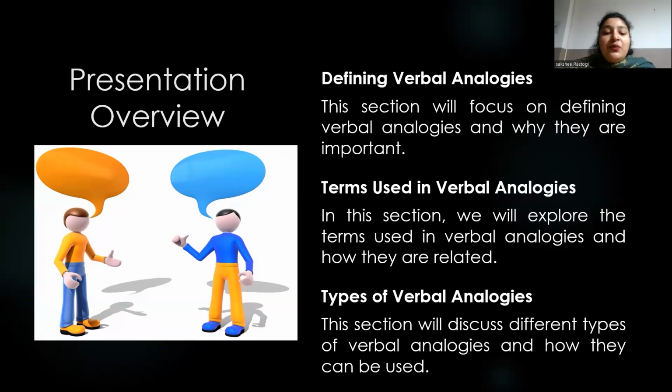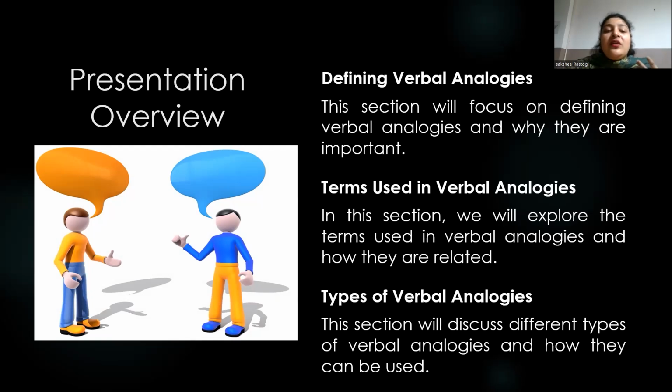The overview should be clear and concise, easy to understand, free of jargon and technical terms, and visually appealing. The purpose of a presentation overview is to grab the audience's attention, provide context and background information, review the main points and key takeaways, and set the tone and pace of the presentation. A well-crafted presentation overview can help engage the audience, establish credibility, and ensure a successful presentation.